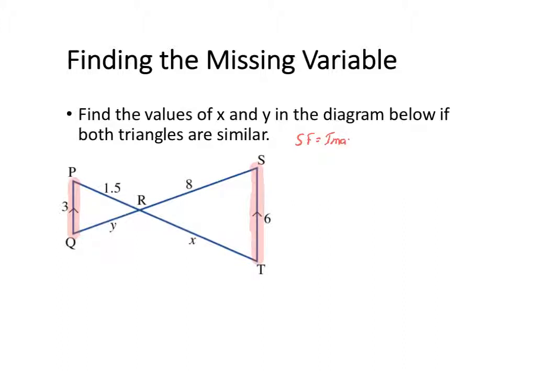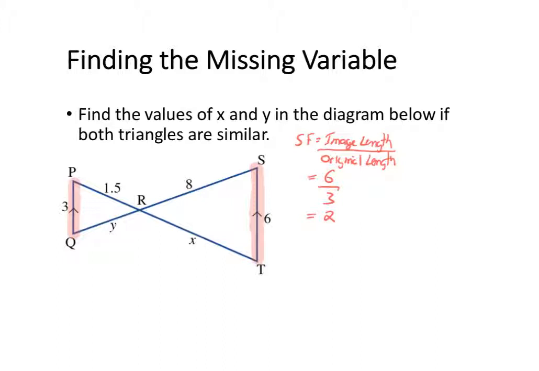So scale factor equals the image length divided by the original length. And because they haven't told us what is the image or what is the original length, I can go ahead and decide to make the second triangle my image. So my scale factor calculation is going to be 6 divided by 3, which is equal to 2.